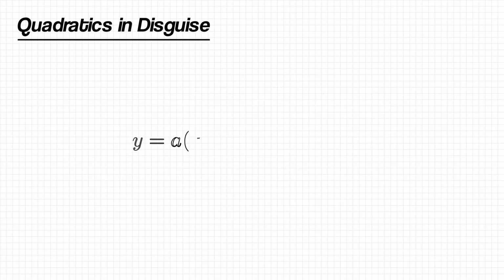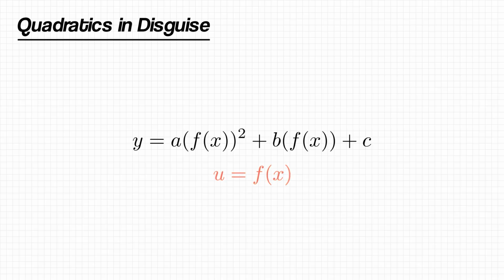We can create a quadratic equation in terms of any function. In general, a quadratic in disguise will have this form. If we are inclined, we can use the substitution u equals f of x to rewrite the equation in a more familiar form in terms of u.